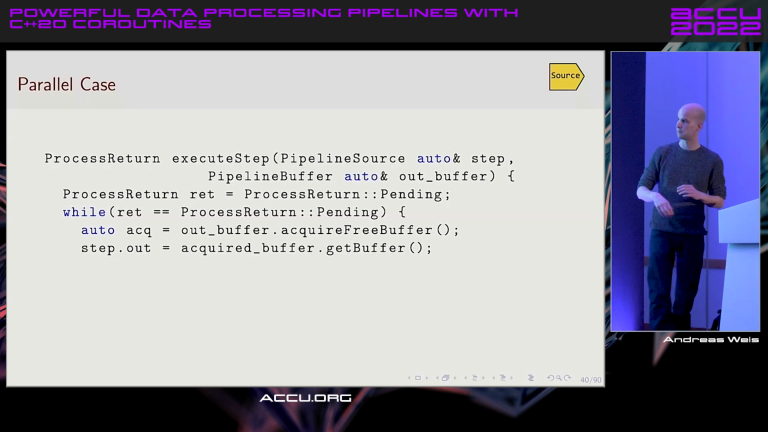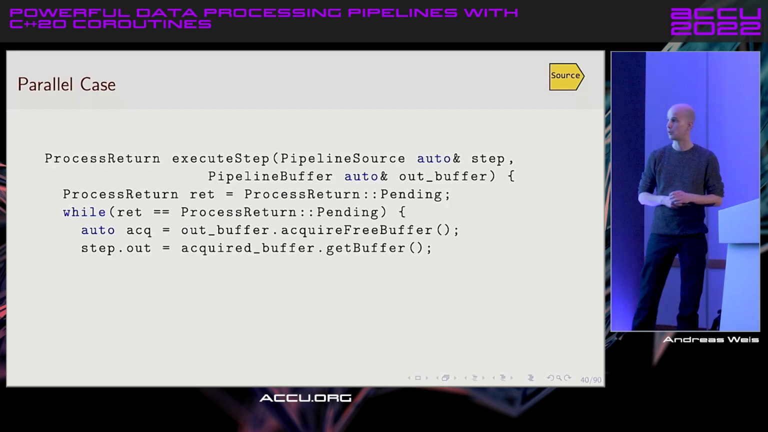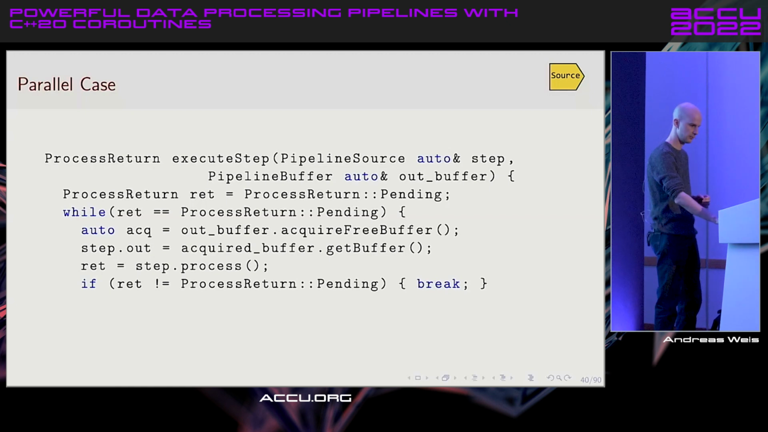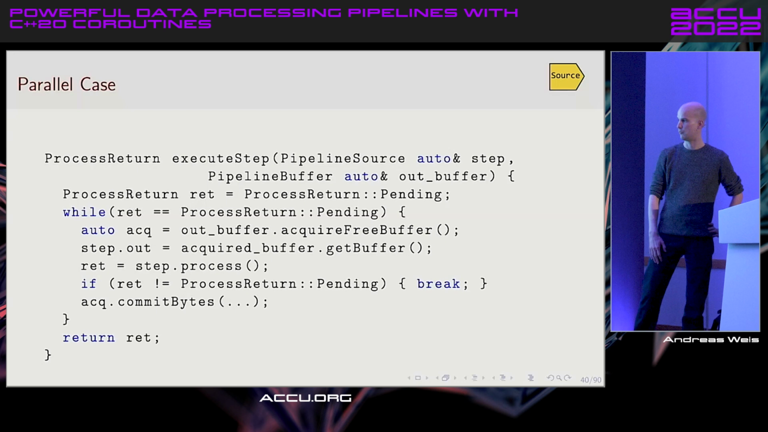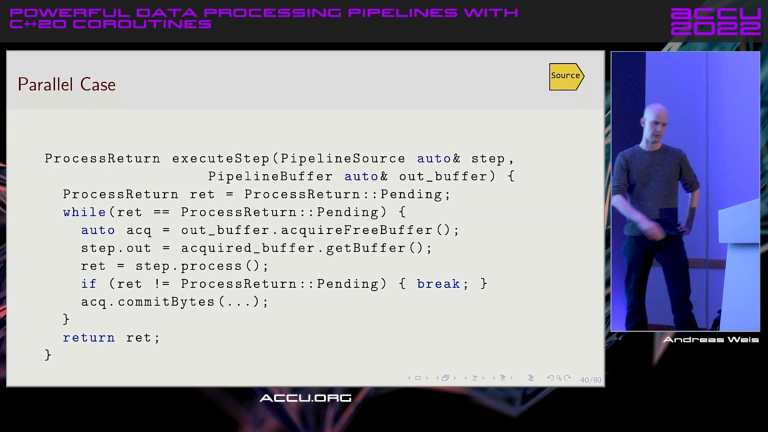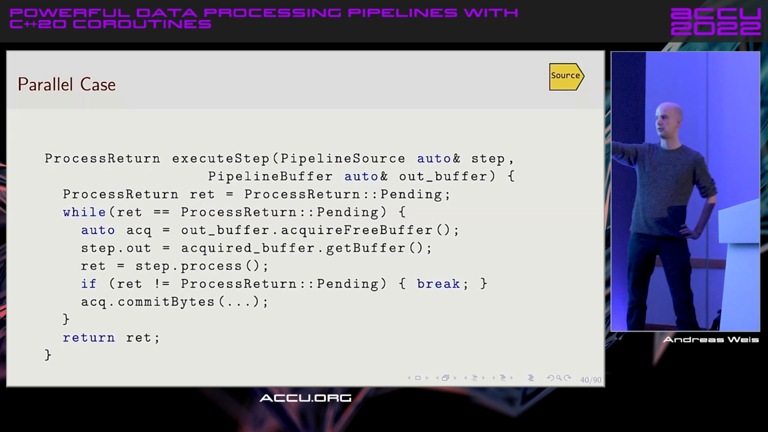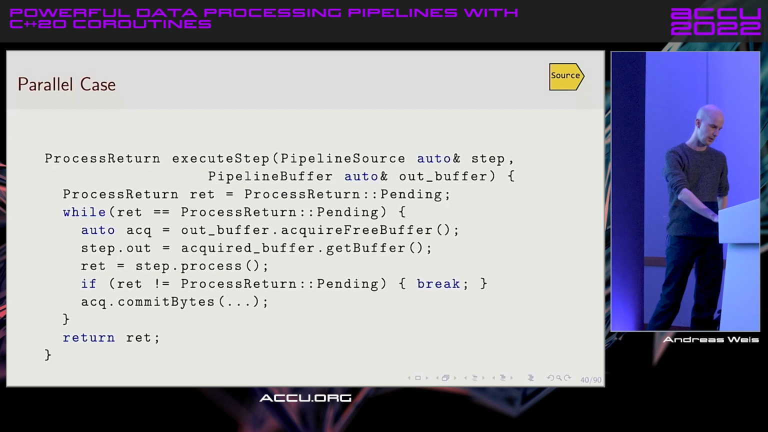We have a loop again, so we keep looping while the process step wants to be fed more data. I'm going to acquire the output buffer that the source is going to write into. Then I just call the process function. If that one does not want to continue, I'm going to break out of the loop. Otherwise, I'm going to commit the data that was written into the out buffer.